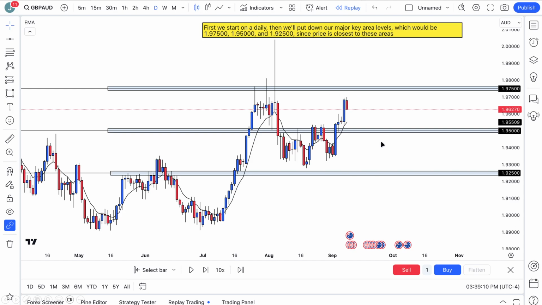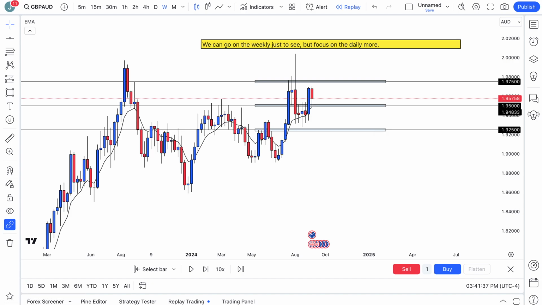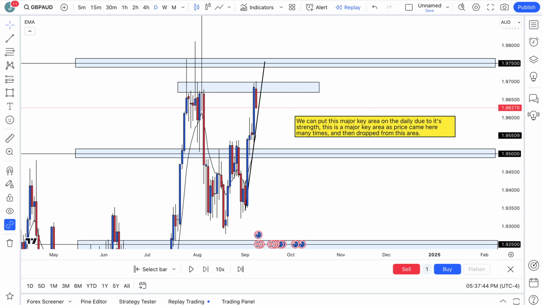is all the way up here. We're gonna place it at these areas as price is closest to these areas. We could really only have these areas, but I personally like to have a third one. So we could go to the daily just to get an overall feel for the market, but we'll focus on the daily more. So we could put this major key area on the daily due to its strength.